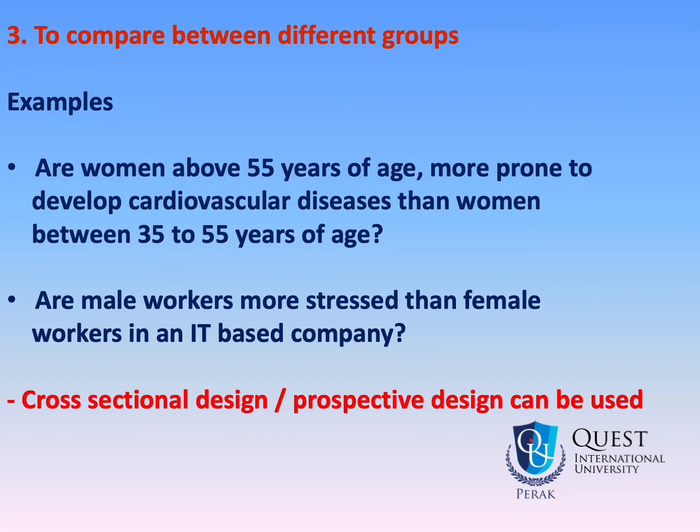To compare between different groups: are women above 55 years of age more prone to develop cardiovascular disease compared to women between 35 to 55 years of age? So we are comparing between two groups. Occurrence of cardiovascular disease among one age group with occurrence of cardiovascular disease in another age group. Two groups you are comparing. Then, are male workers more stressed than female workers in an IT-based company? Here also we are comparing two groups, males and females. We are checking whether the stress level of males is higher or different than stress level among female workers. Here also we can use cross-sectional design or prospective design, or both designs can be used.